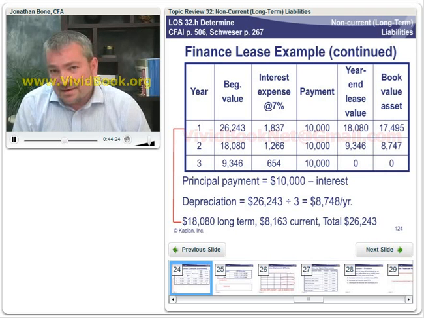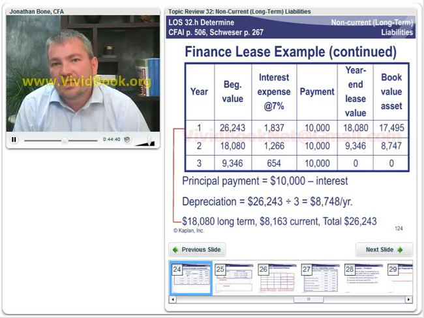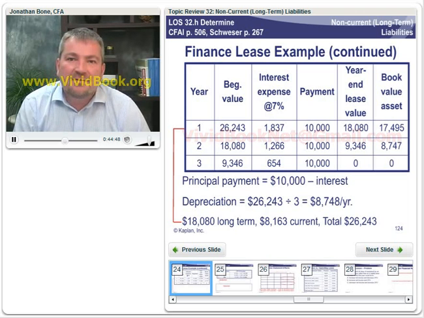But payments at the end of each year. So at the end of the period, we get a payment of $10,000. Now, of that $10,000, 1,837 is paying off interest, and therefore the remainder, 8,163, is paying off principal. So notice that the value of our liability falls by the principal element, decreasing by 8,163. So 26,243 minus 8,163 gives us a closing value for our liability of 18,080.